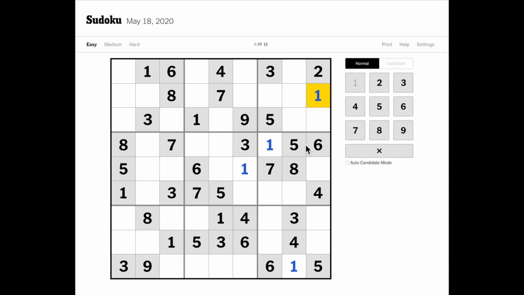Now let's look at 2's. This 2 in this column extends down into this square, which means that in this square, the 2 is on this side. And if the 2 is on this side, and there's a 2 here, in this square, this has to be a 2.